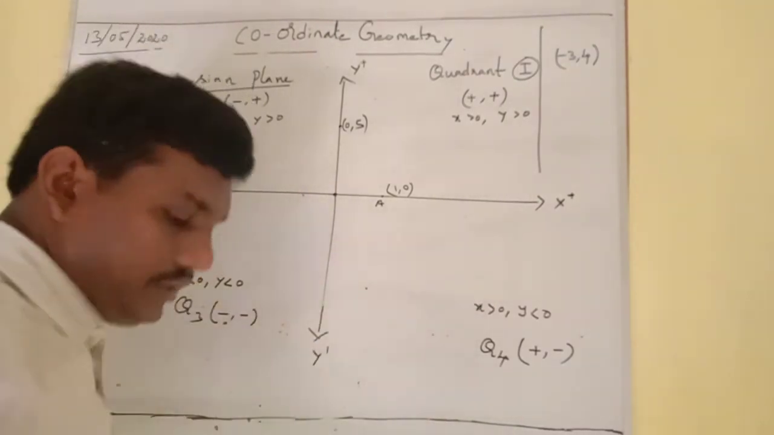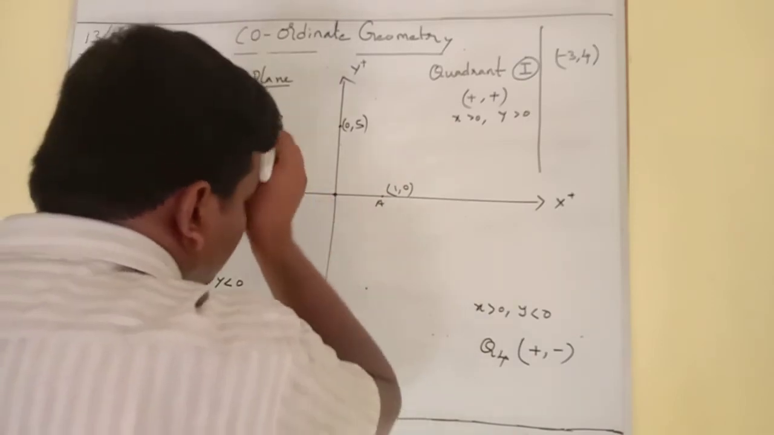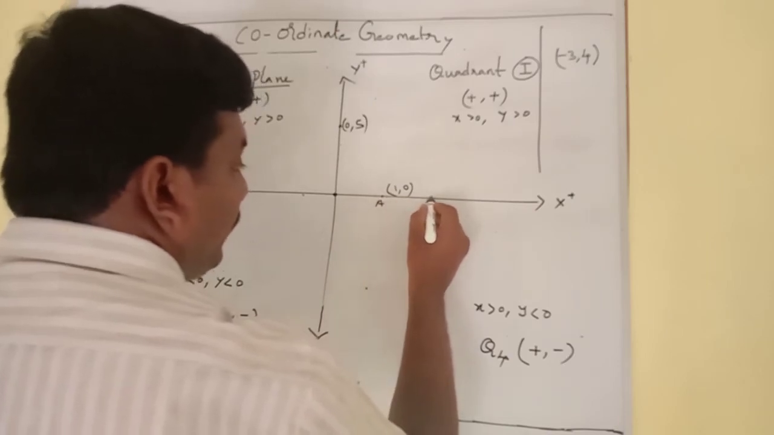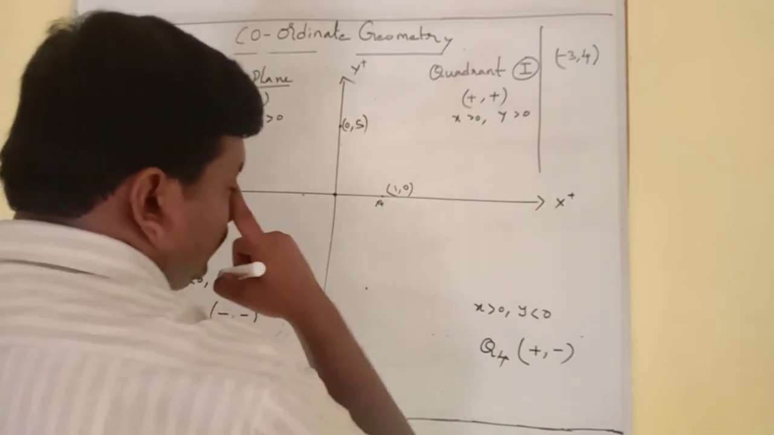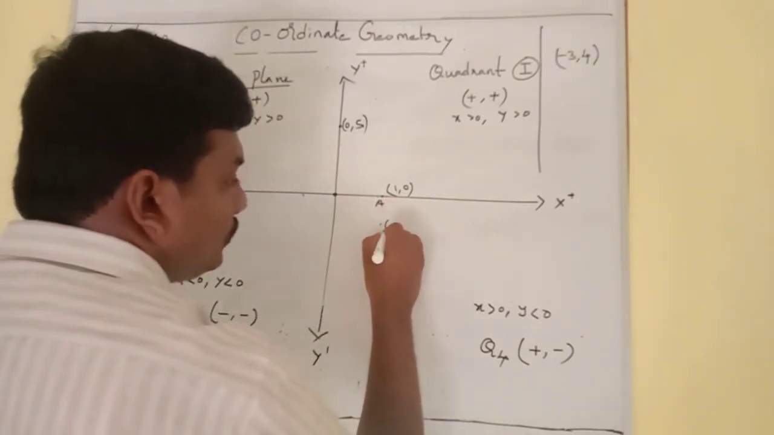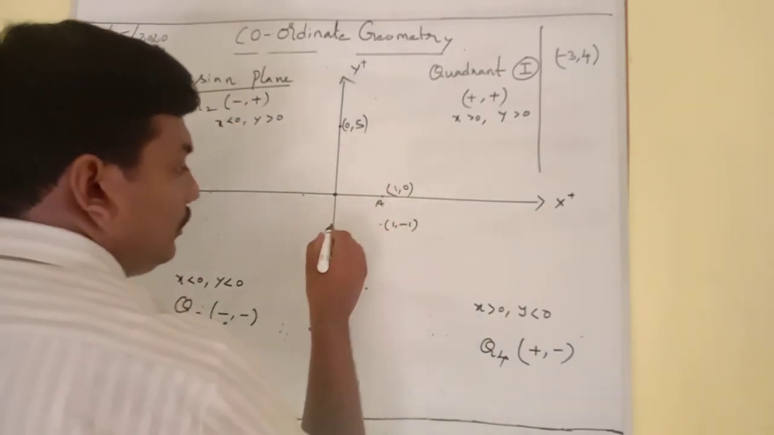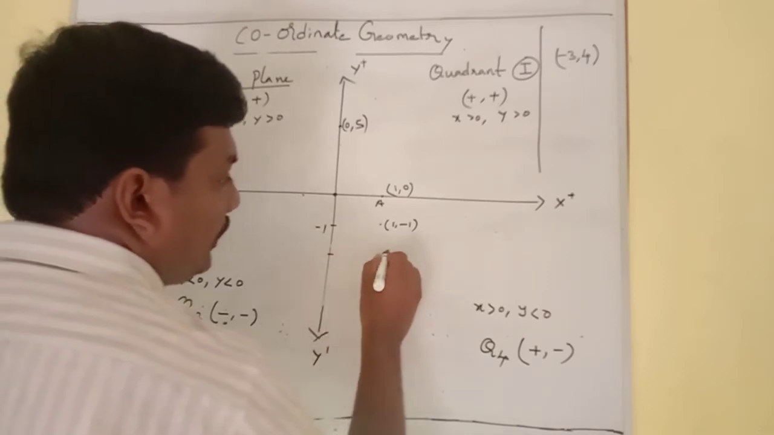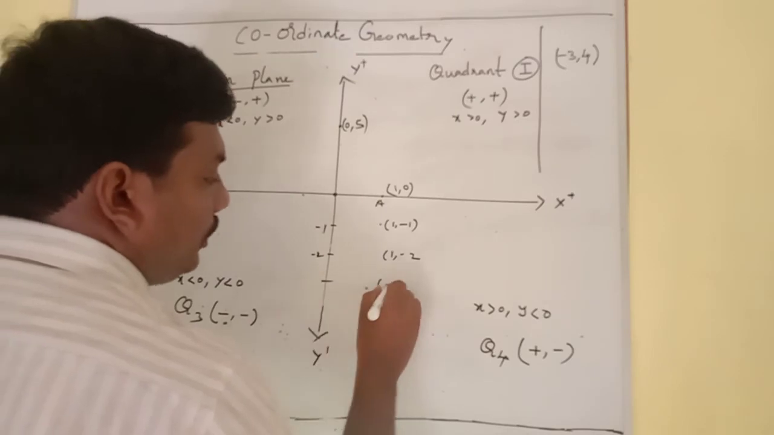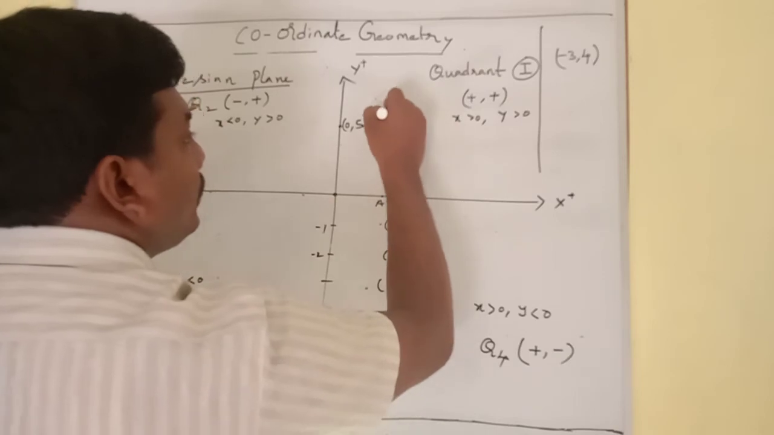Now suppose we consider some points like (1, 0) and (2, 0). Where is (2, 0)? Like that. Then (1, 2), and this is (1, -1). So x is 1, y is -1. Then (1, -2), (1, -3). So we have (1, 1), (1, 2), (1, 3).